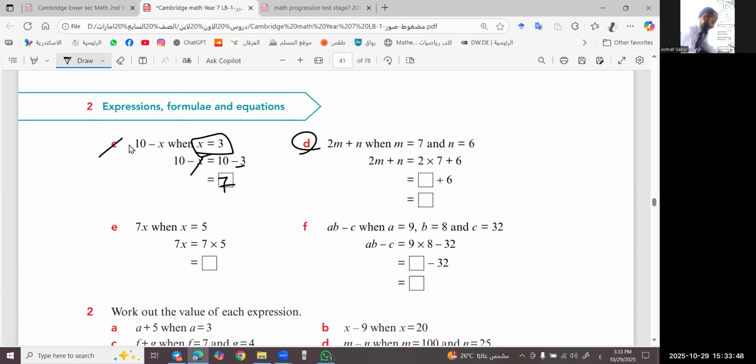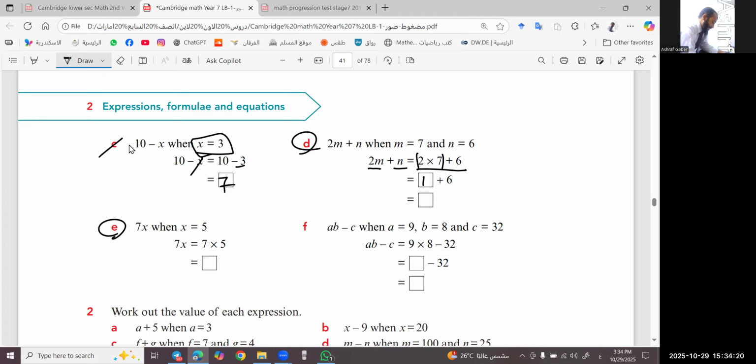Okay. So it says 2m plus n when m is 7 and n is 6. It will equal 2 times 7, because m is now 7, plus 6 since n is now 6. So 2 times 7, we write 14, and then 14 plus 6 is 20. And here, he did not write a bracket. So if we write the bracket it is correct, and if we do not write the bracket it is correct.